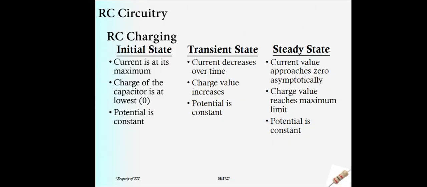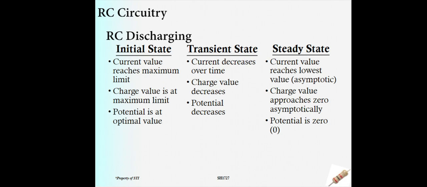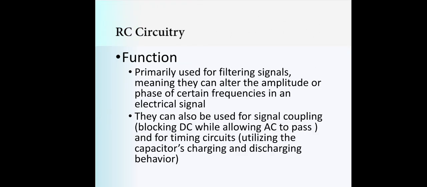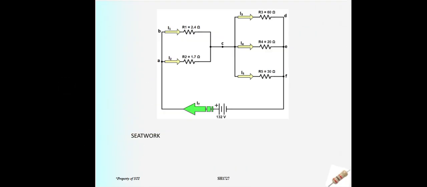It has components: resistors that resist the flow of current and capacitors that store electrical energy in their electric field. So, if we have RC, the charging process has these states: the initial state, steady state, and transient state. So, kindly read that one. I will leave that to you as a reading assignment. And for the RC discharging, it is this one. Okay? And that's it.